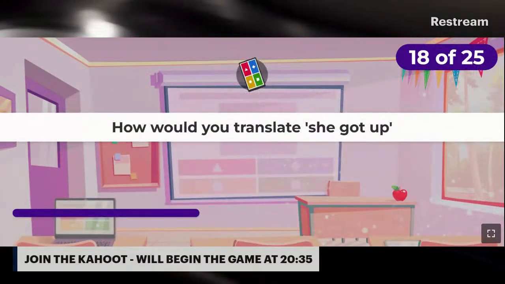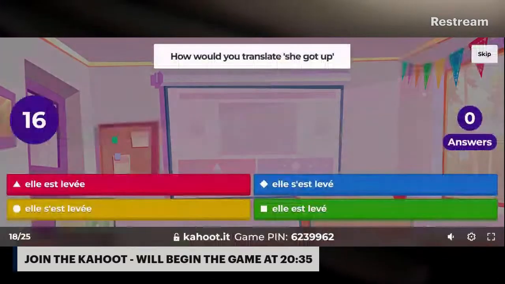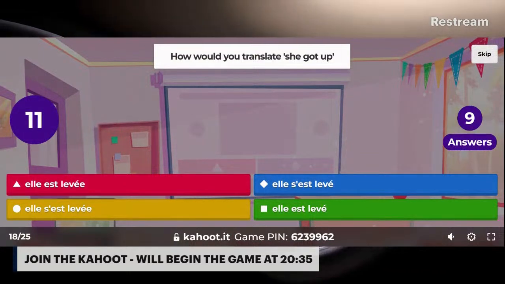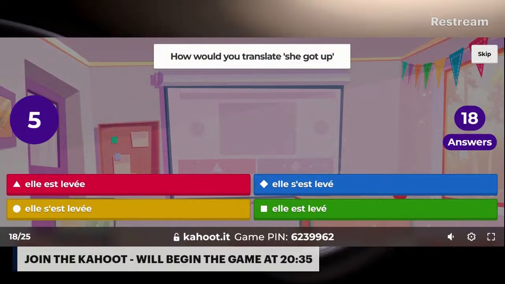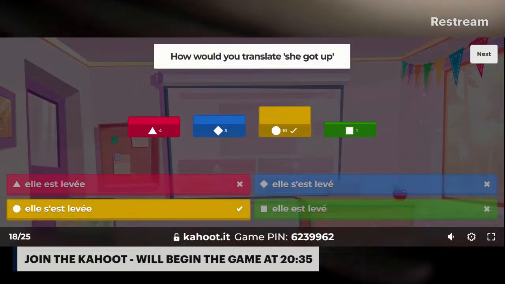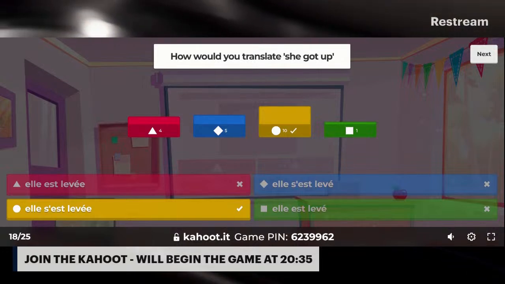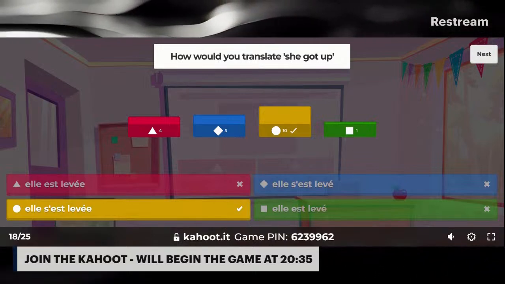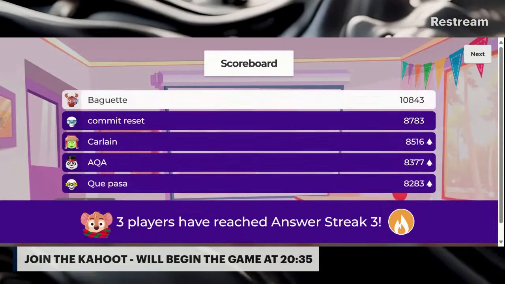Okay. How would you translate she got up? Is it elle est levée, elle se levait, elle s'est levée with two E's, or elle est levée with one E? Sorry for the people who can't join. It's because there's a limit to the number of people on the Kahoot, unfortunately. Well done. It is the third option because it's feminine, so it's two E's, and it's se because she's doing it to herself. She's getting herself up. Okay.